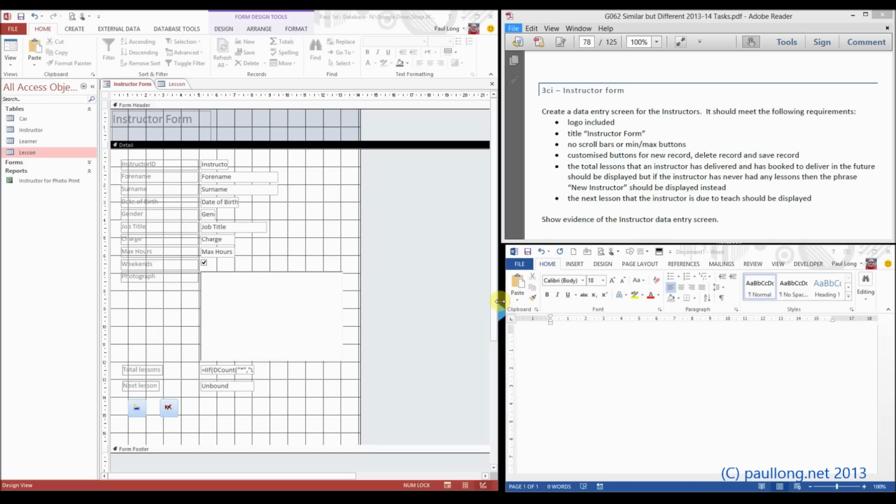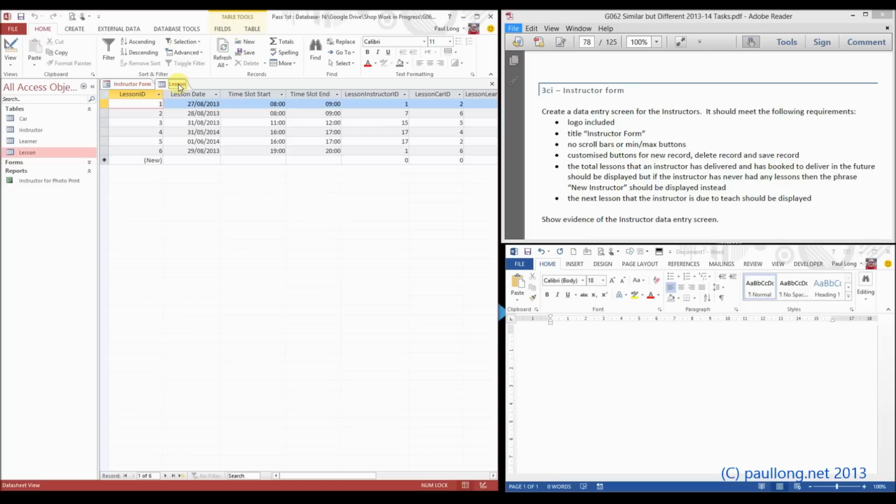Now that you've calculated the total lessons for an instructor, we need to work out when their next lesson is. The question says the next lesson that the instructor is due to teach should be displayed. Well, if we look at the lesson table, we can see that we have lessons and they vary from lessons that are in the past to lessons that are in the future.